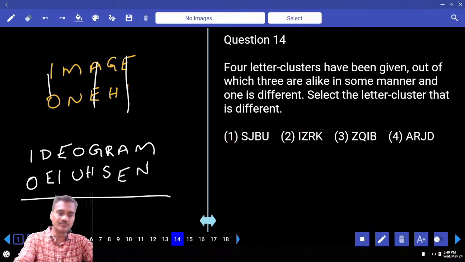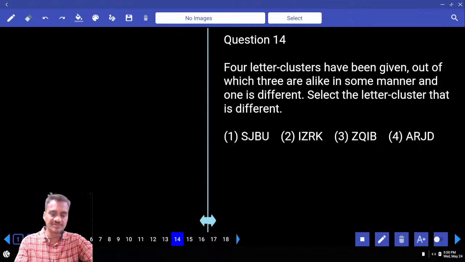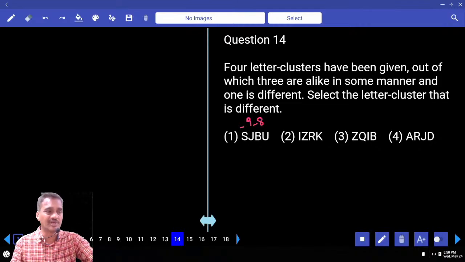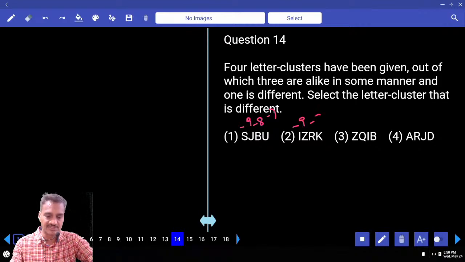Now in this question number 14, 4 letter clusters have been given. Now S, J, B, and U. What is the difference between S and J? Minus 9. And next one, J and B, minus 8. Now B and U, what is the value of B? Now B value in the second cycle is 28. 21 minus 7. Minus 9, minus 8, minus 7. And here again, minus 9, minus 8, minus 7. And next one, Z and Q, what is the difference we have? Minus 9. And here it is minus 8, minus 7.